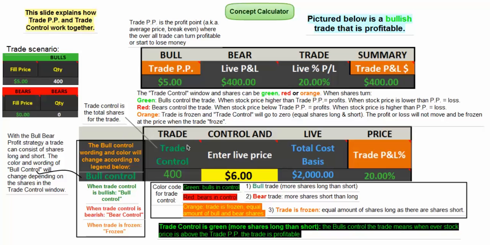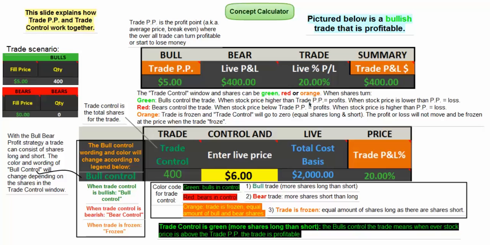So how it simply works is right here, the trade control window and shares can be green, red, or orange. When shares turn green, which they are now, the bulls control the trade, because there's more shares long than there are short. That's why it's green. So when the stock price is higher than the trade profit point, and $6 is higher than $5, that equals profits, which is right here.